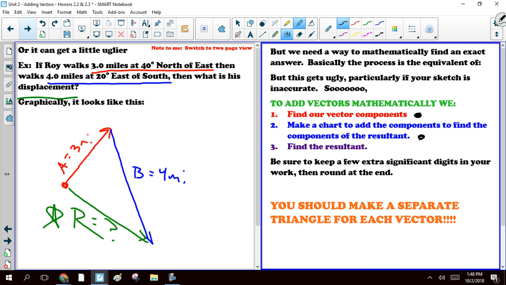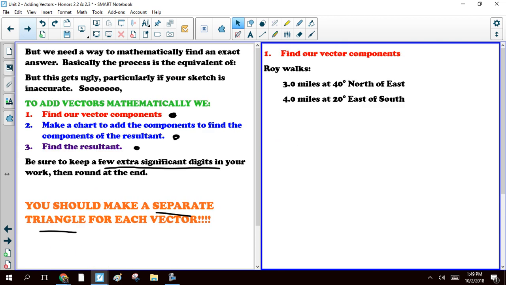Then once you've got the components of the resultant, then you can find the resultant itself. As you're doing this, make sure you keep a few extra significant digits in your work and then round at the end. Please, please, please make a separate triangle for each vector. So let me do a quick example.